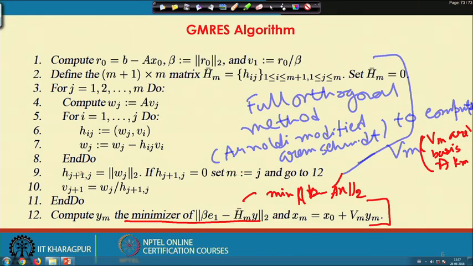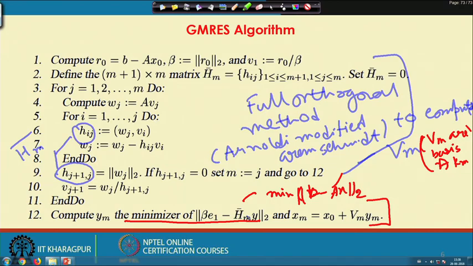When you do this, you have found all the m's, and in that process you have generated the Heisenberg matrix elements. These elements will go into the Heisenberg matrix h bar m, and you find the minimizer, and this is the GMRES algorithm.